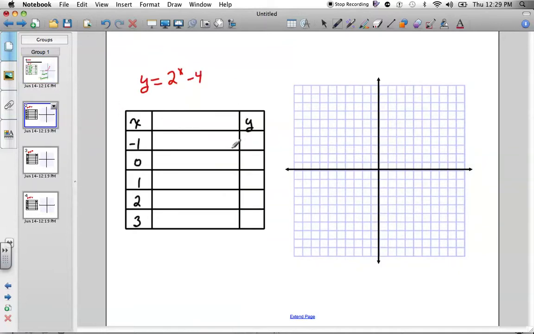Let's look at a similar example, y equals 2 to the x minus 4. And so what we have here is something very similar. 2 to the -1 minus 4. Again, good thing to use your calculator on this. If you want, when you do it, you'll get an output of -3.5.